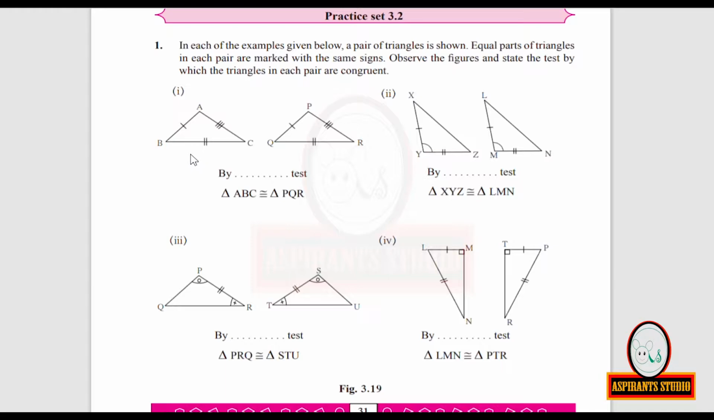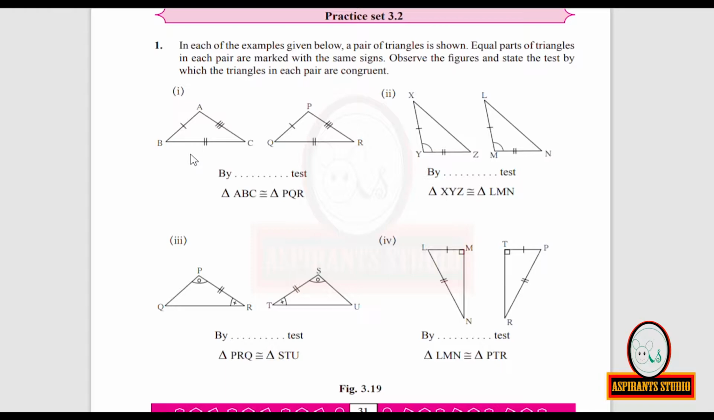We are having two triangles ABC and PQR. If three sides of a triangle are congruent with three corresponding sides of the other triangle, then the two triangles are congruent by SSS test. Here, the three sides of triangle ABC are congruent with the three corresponding sides of triangle PQR. Then the two triangles are congruent by SSS test.